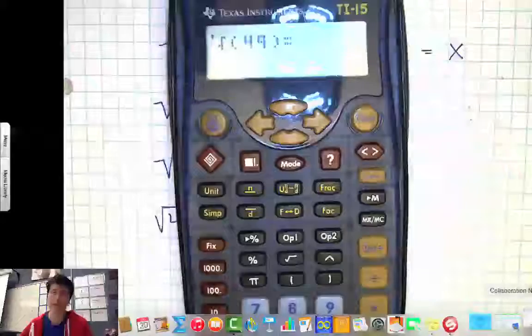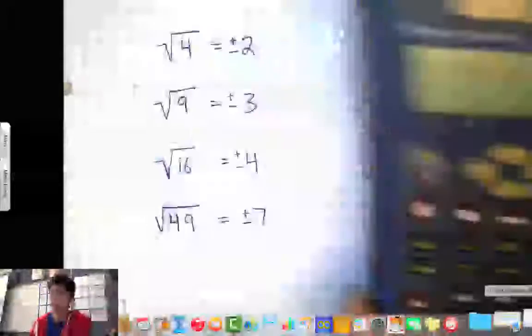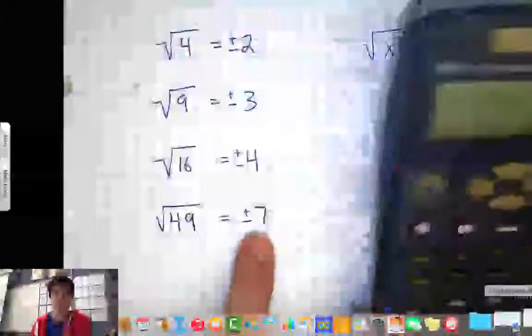Your calculator is not going to say plus or minus 7. It's going to expect you to know that. So the answer is 7 and it's negative 7, and you got to remember that. Calculator's not going to tell you that. So be careful, make sure you understand that concept.